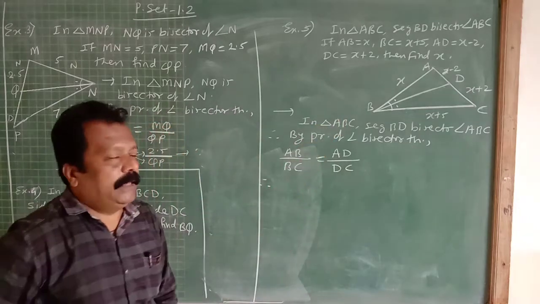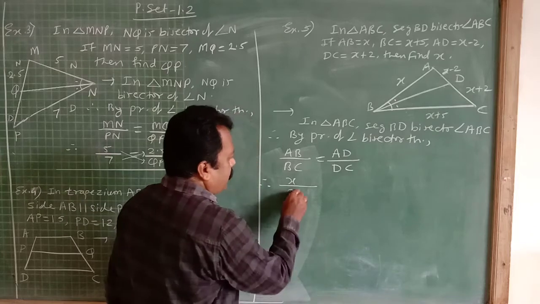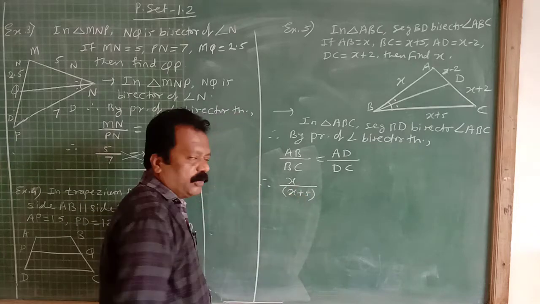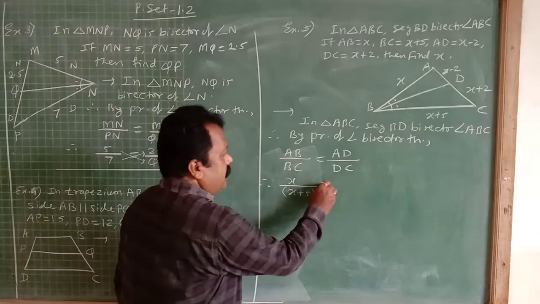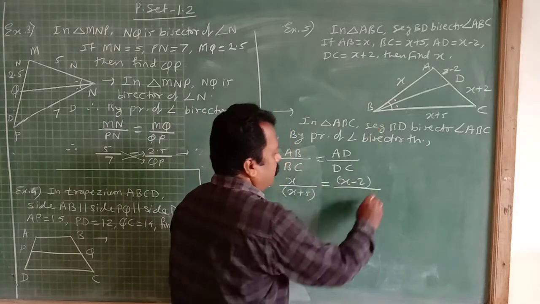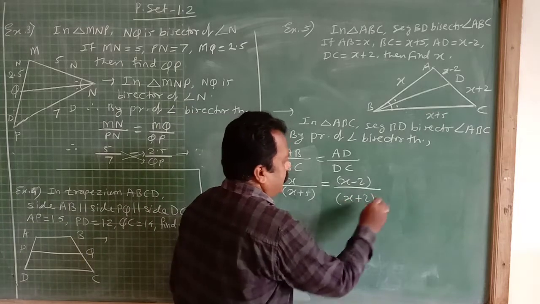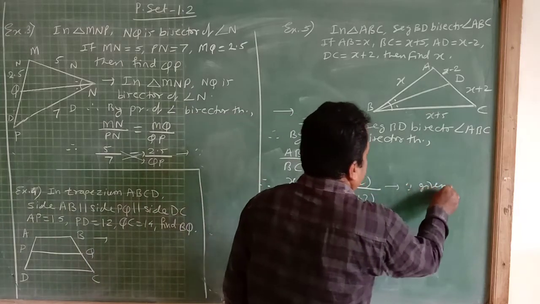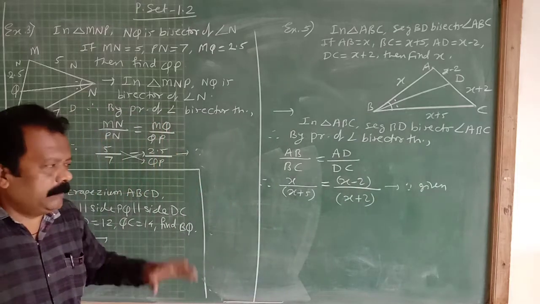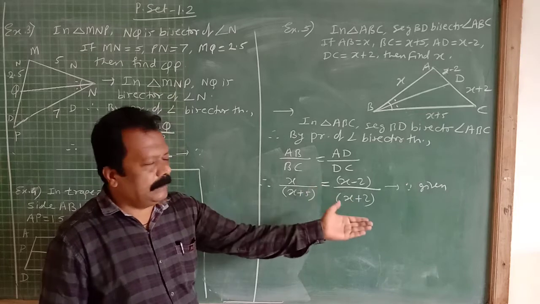Therefore, substitute the values. AB is what? X. BC is what? X plus 5. This is a binomial, so put brackets. Is equal to AD, which is x minus 2, also a binomial, so put brackets. DC is what? X plus 2. Put brackets. This is the given one. Always try to write reasons. When you write conclusions, write the reasons.